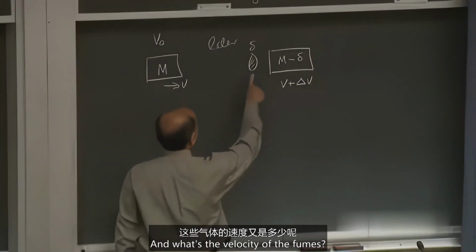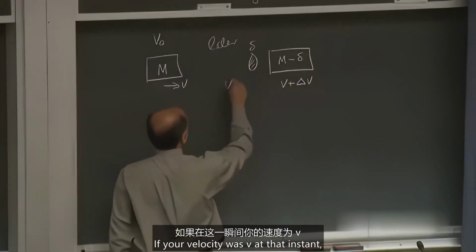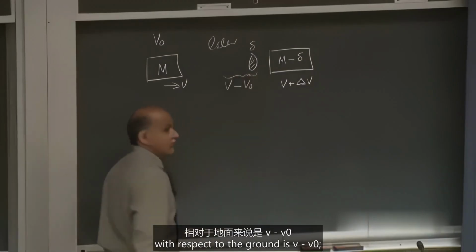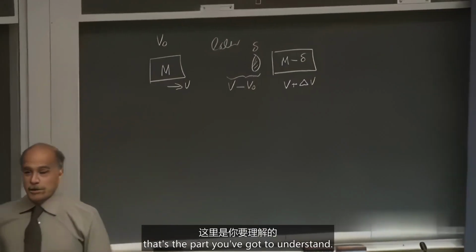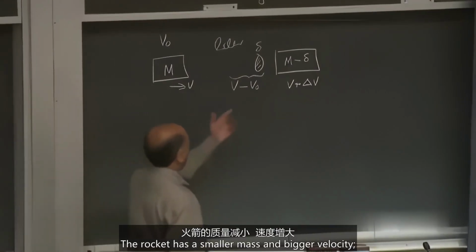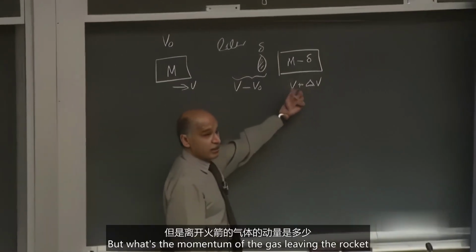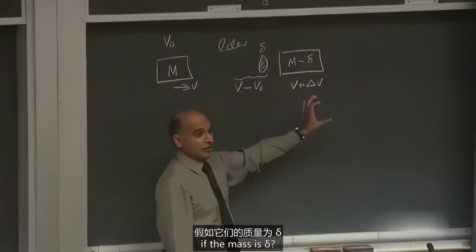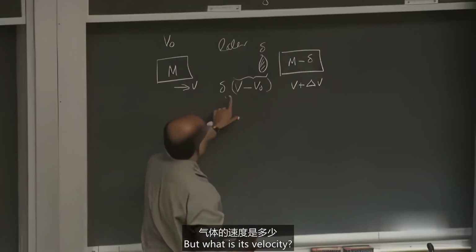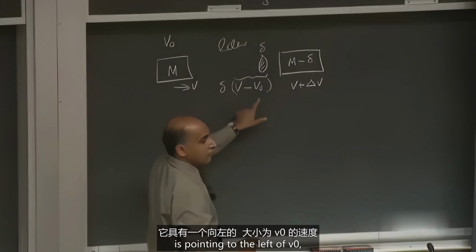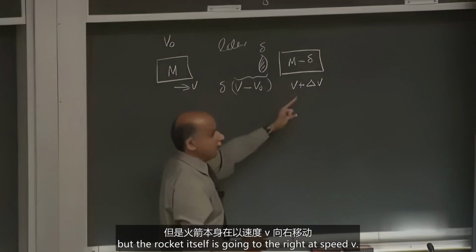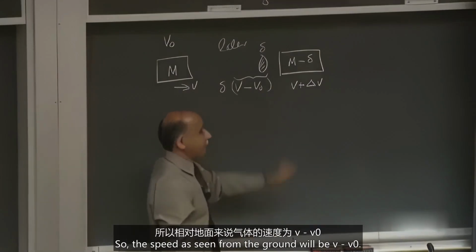And what's the velocity of the fumes? Here's where you've got to be careful. If your velocity was v at that instant, the velocity of the rocket fumes with respect to the ground is v minus v0. That's the part you got to understand. Rocket has a smaller mass and bigger velocity. Everyone understands that. But what's the momentum of the gas leaving the rocket? It's the mass delta m. But what is its velocity? Its velocity with respect to the rocket is pointing to the left at v0. But the rocket itself is going to the right at speed v. So the speed as seen from the ground will be v minus v0.